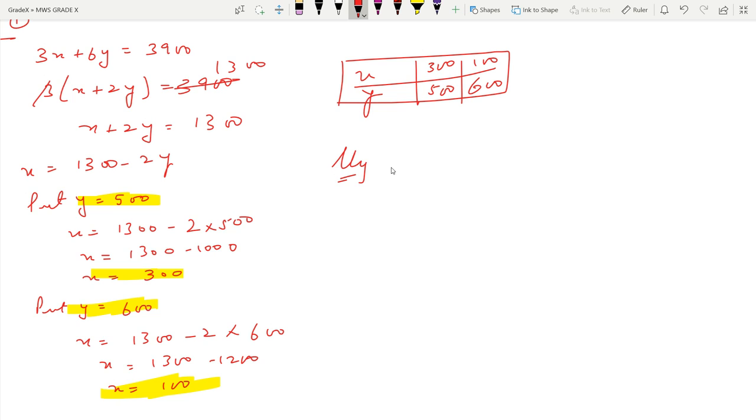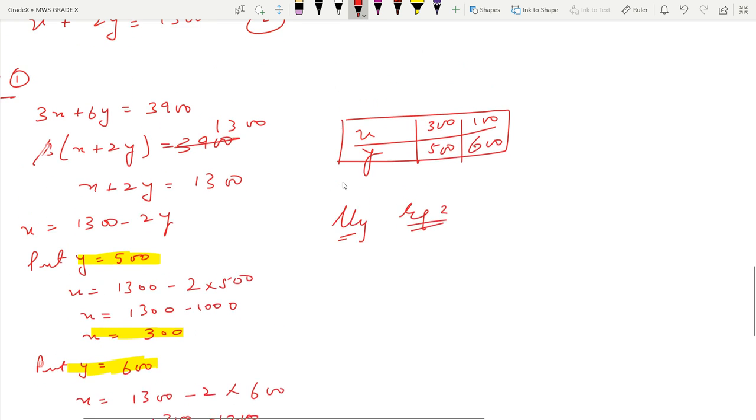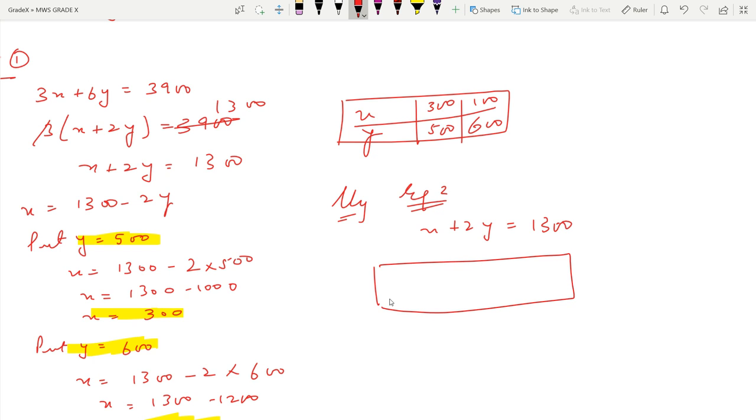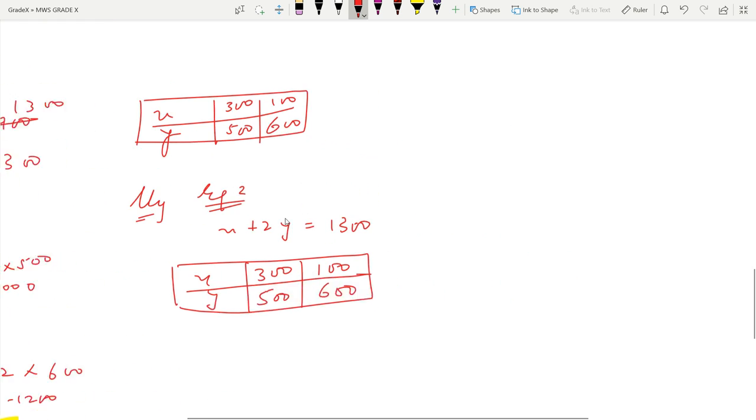Similarly, equation 2, that is, x plus 2y is equal to 1300. As the equations were the same, the solution will be the same. So just make another box: 300, 500, 100 and 600. No need to solve again, because we have already solved the same equation.